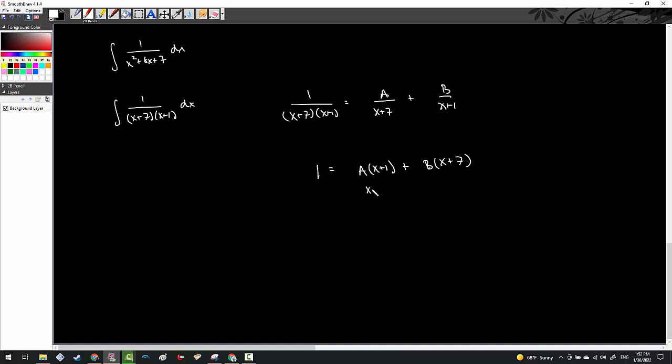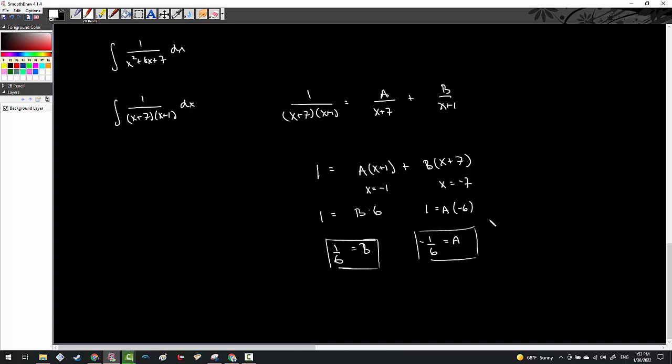So I'm going to let x equal negative 1. If I do that, this term is going to go away, and I'm going to end up with 1 equaling b times 6, right? And so I get b equaling 1/6. Okay, cool. Well, on this side, I'm going to let x equal negative 7. Again, risky business, right? Which means the b is going to go away, and I end up with a times negative 6 equals 1. So a equals negative 1/6. Awesome.